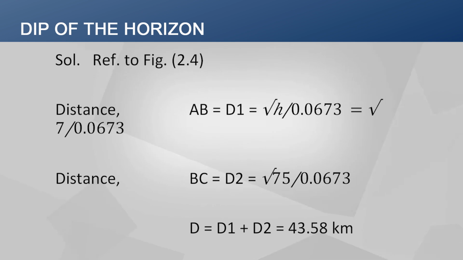0.0673. As we know, the height of the lighthouse is 75 meter, so we will put the value of h there. Combining both, that is D1 plus D2, we can get the distance of the ship from the lighthouse. So, it will result in 43.58 kilometers. So, the distance of the ship from the lighthouse is 43.58 kilometers. Moving on to the next topic, that is reciprocal leveling.